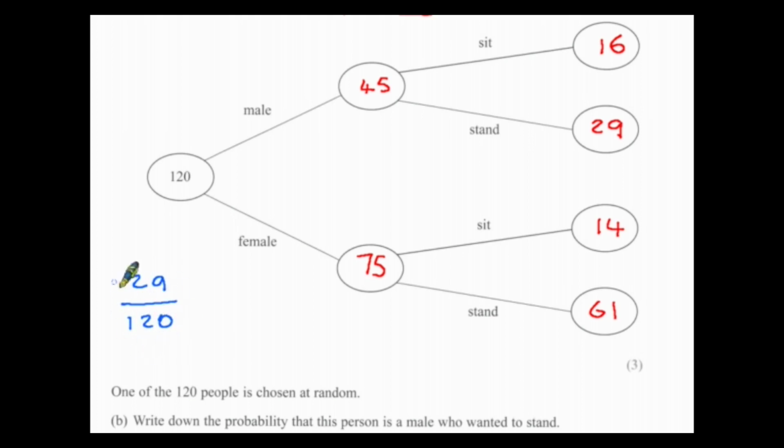It is always worth looking at this point to see whether or not we can simplify this probability, but in fact 29 is a prime number. It doesn't divide by anything. Therefore, 29 over 120 is your final answer.